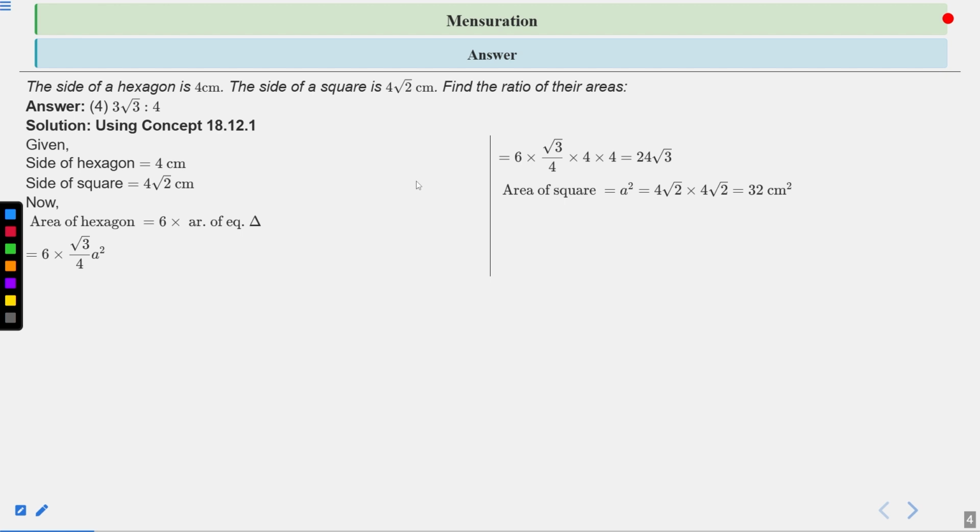Now we can calculate the area of the square, a square, or we can say the side square. So 4 root 2 multiplied by 4 root 2, we get 32. Now make the ratio. The required ratio will become 24 root 3 ratio 32. Simplifying it, we divide both 24 and 32 by 8. So we get 3 root 3 ratio 4. So the fourth one is the correct answer of this question. Next one.